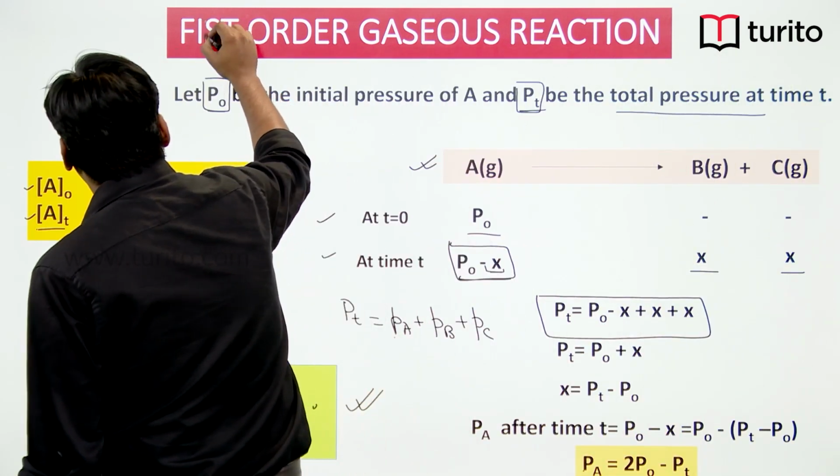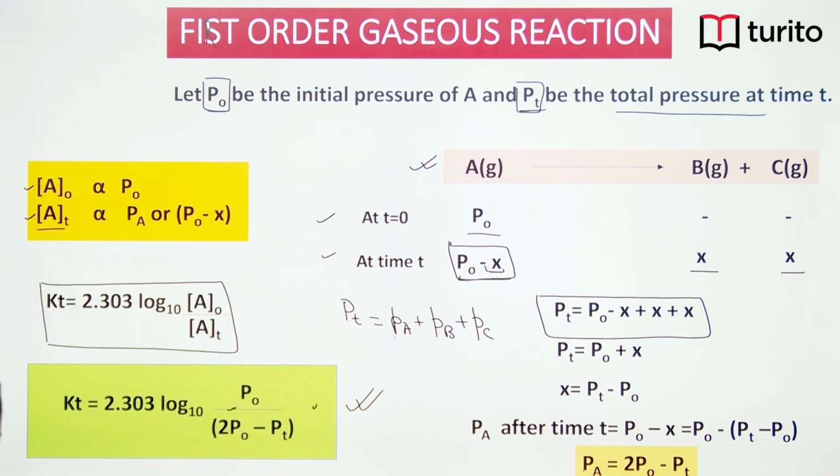This is basically a first order reaction. Okay, so just write this down. Whenever gaseous reactions are given to you, we already know by the knowledge of stoichiometry that we have to express everything in terms of pressure. So the initial pressure is given to us as P naught.